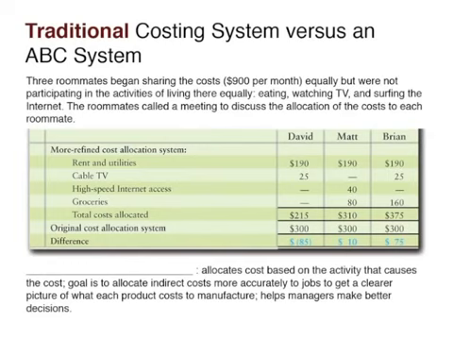And this, of course, is called an activity-based costing system, which allocates cost based on the activity that causes the cost. The goal of activity-based costing is to allocate those indirect costs more accurately to our jobs so that we can get a clearer picture of what each product costs to manufacture. This allows our managers to make better decisions for our company.